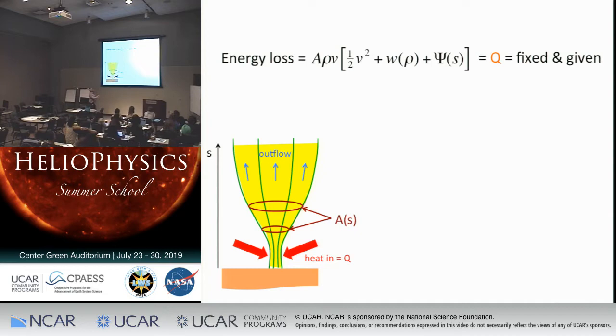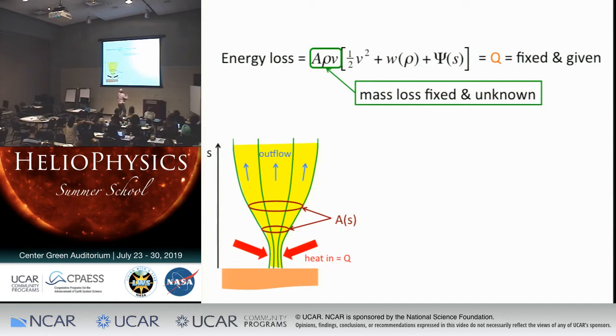This is the cross-sectional area times this. This is the idea that if heat is coming in at some constant rate, then heat must be going out at this constant rate. And this is the equation for the constant rate. The way I've factored it, this part here is the amount of mass leaving the sun. And this is basically the energy per unit mass.